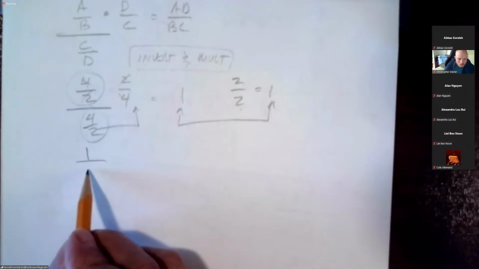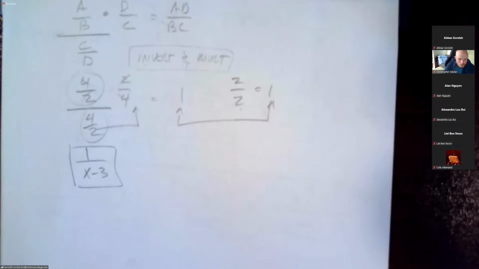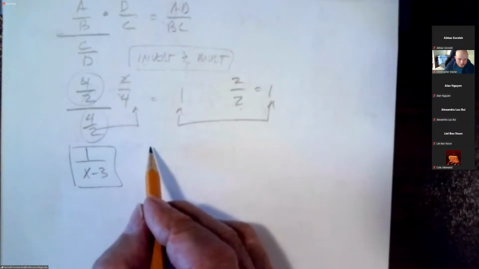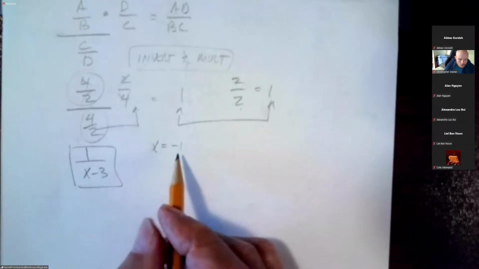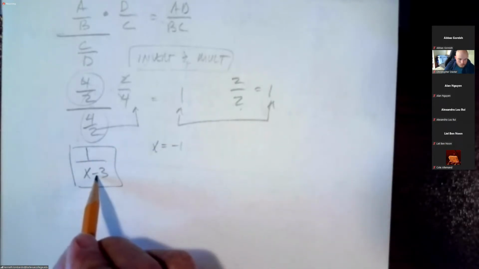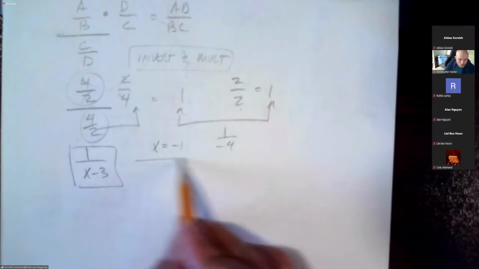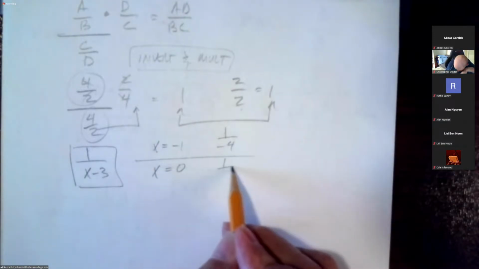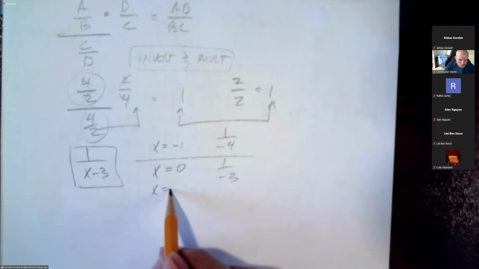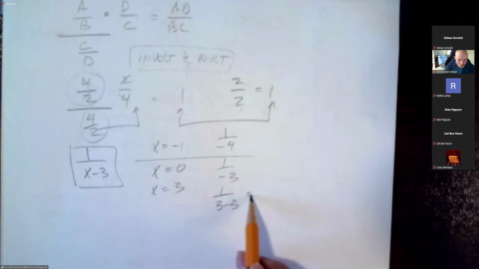If I have 1 over x minus 3 as our solution, if we say, hey, that's what we ended up with. Well, let's try this for different values of x. x equals -1. Does that work? Well, 1 over -1 minus 3 is 1 over -4. So 1 over -4. That works okay. How about x equals 0? x is 0, we get 1 over -3. How about x equals 3? Well, that's 1 over 3 minus 3. Well, that's 1 over 0. Can I have a 1 over 0?